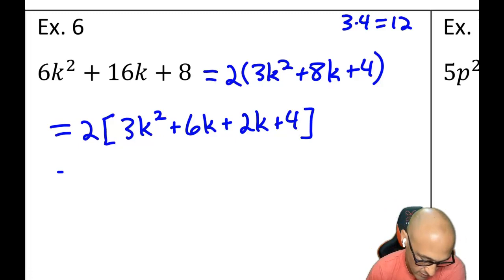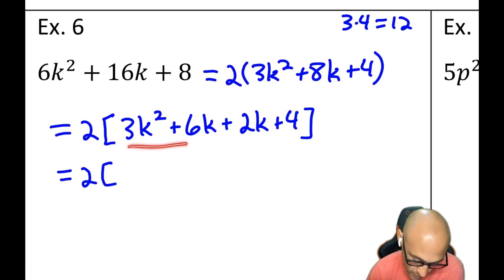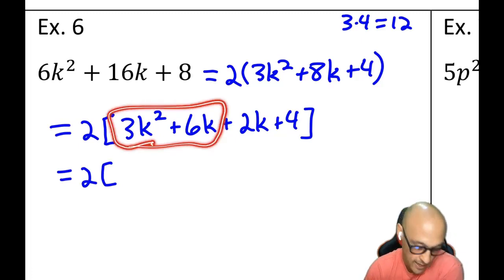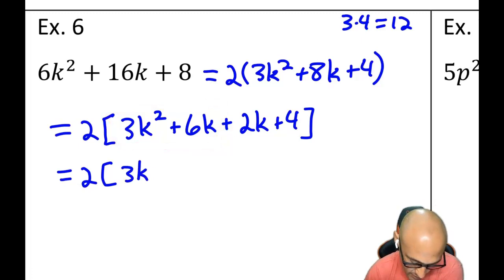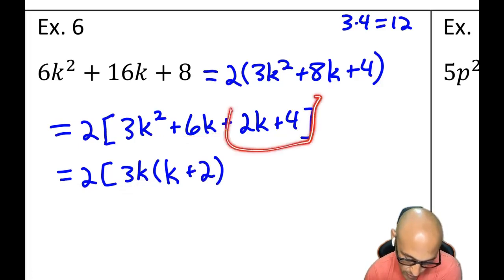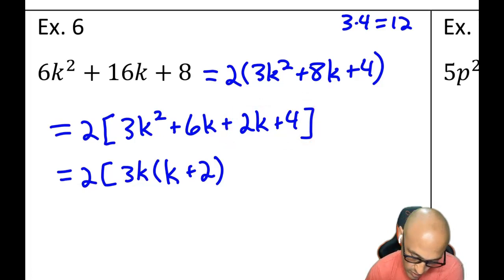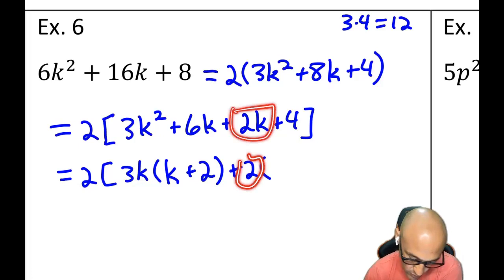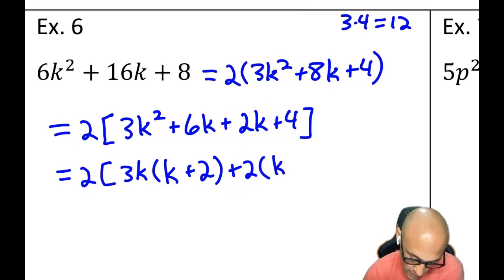Now I can factor the greatest common factor out of the 2 parts. So here I can factor out a 3k. So 3k times, well, 3k squared divided by 3k is k. 6k divided by 3k is 2. Now I'm looking at this part, and I can divide out a 2. So I have plus 2 times the quantity. 2k divided by 2 is k. And 4 divided by 2 is 2.